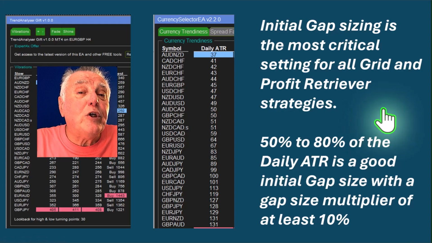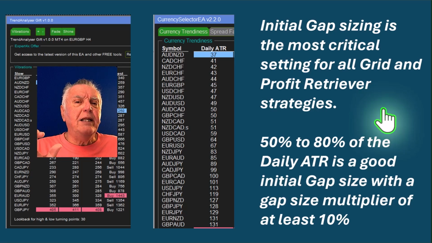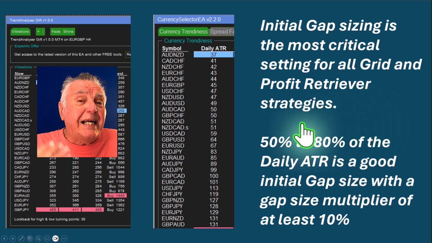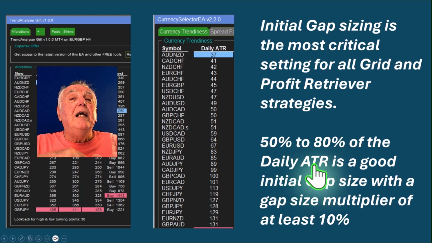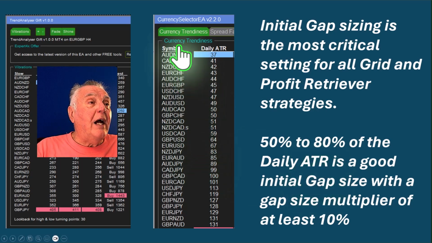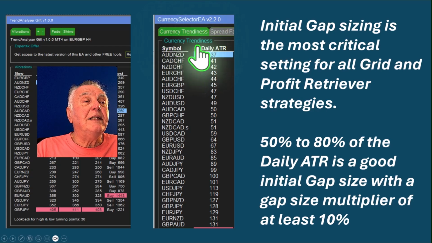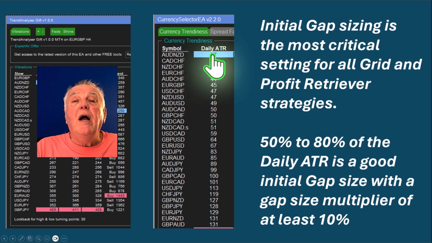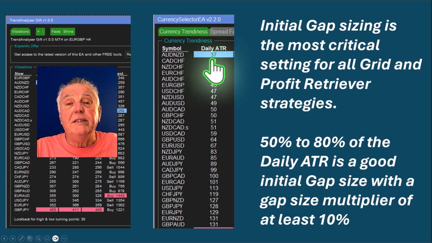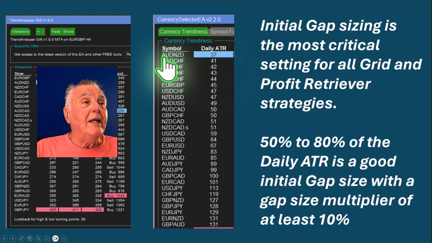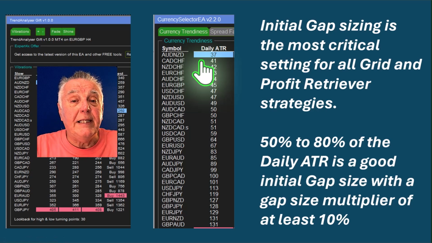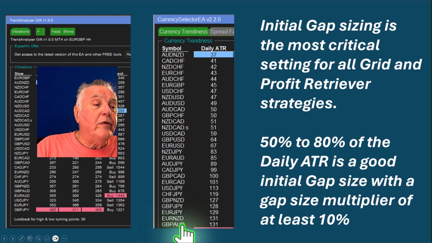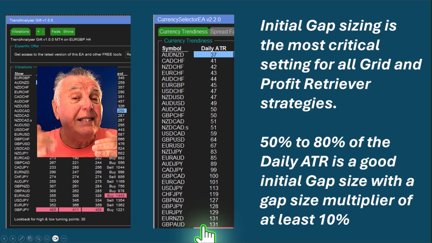Now, as I mentioned earlier, the grid sizes are the most critical elements of any grid trading. And just as a guideline, 50% to 80% of the daily ATR, so that's the average true range, that's the range that a currency would trade in a day. And here's a table from our currency selector EA that actually measures that over a period of time. So it's an average over, let's say, 10 days or 20 days, and it will say the Aussie New Zealand has only moved 37 pips on average in a day, whereas the pound Oz has moved 131 pips in a day.